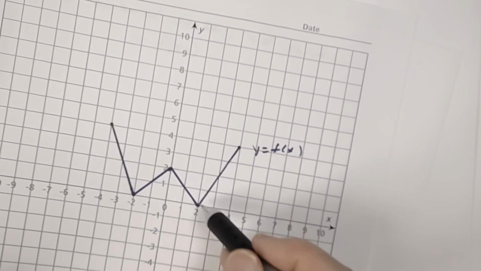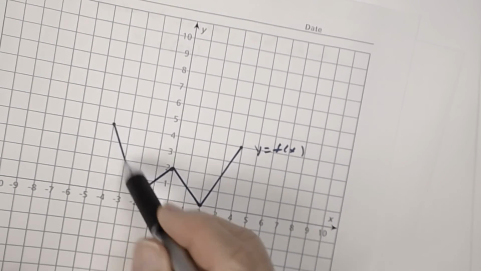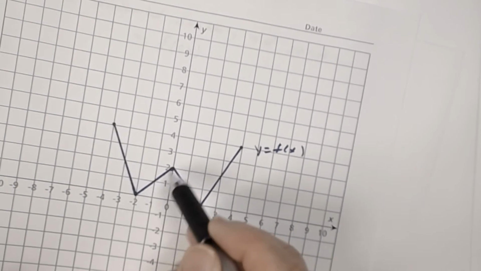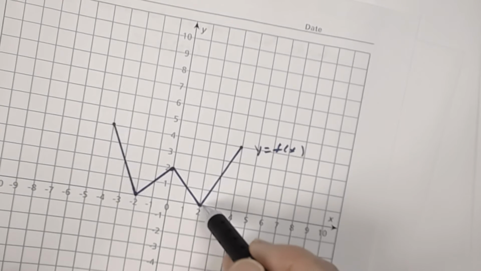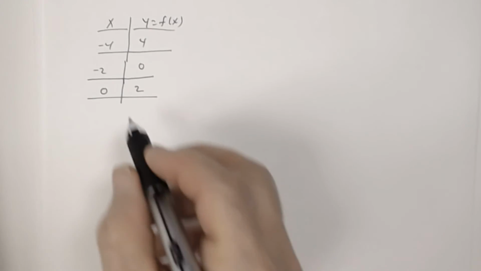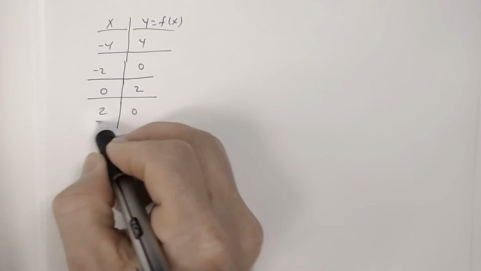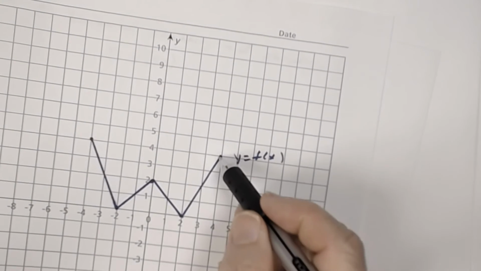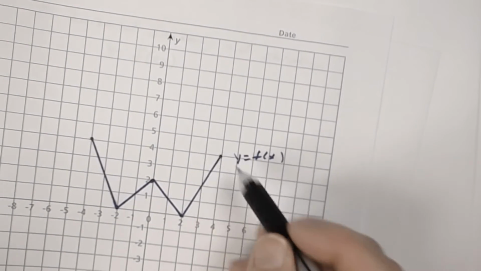Then I'm going to go to the next, see these are segments. I'm just going to go to those endpoints. The endpoints here, the endpoints here, the endpoints here. When x is 2, what's that y value? That y value is 0. When x is 4, what's my y value? My y value is 4.